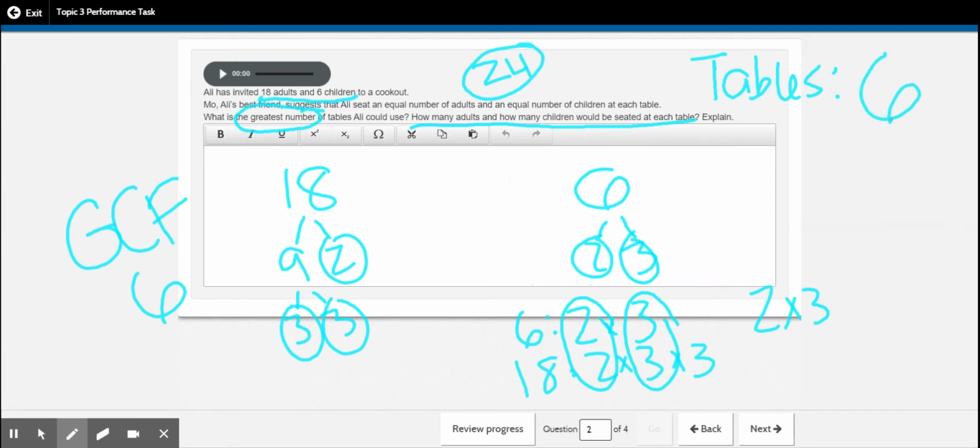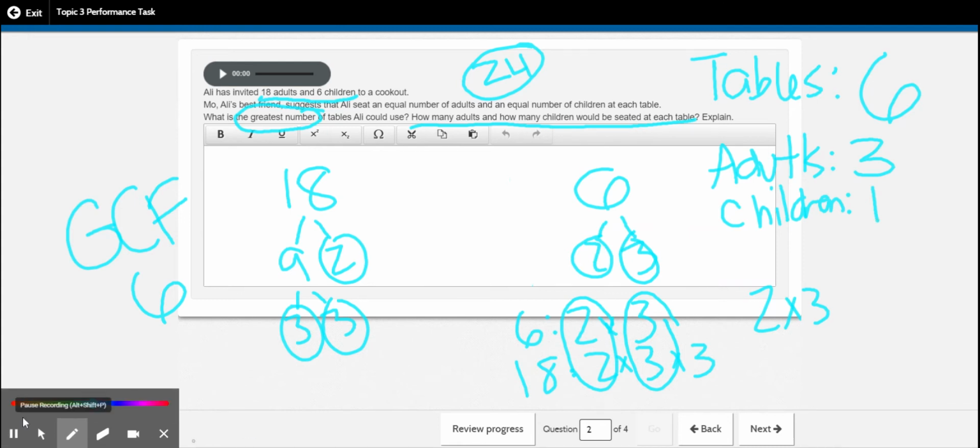So if I have 6 tables, how many adults will be at each table? And then children. Adults, there's 18. 18 divided by 6 is 3. Children, there's 6. So there's 1 child. So 6 tables, 4 people at each, 3 are adults, and 1 is a child.